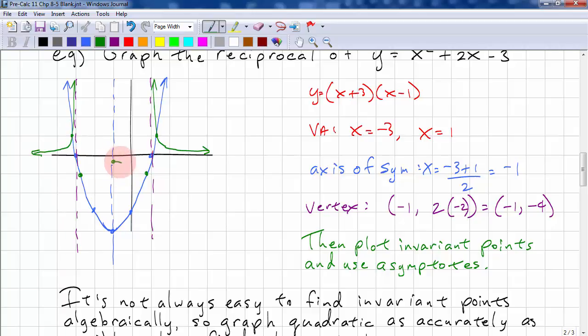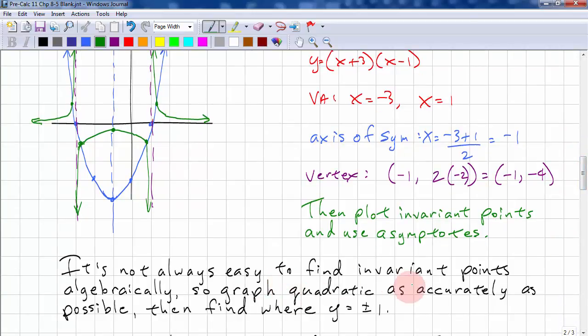We connect the key points. And this is going to 0 from the negative side, so this is going to negative infinity. And we're done. And you can see from this example, it's not always easy to find invariant points algebraically, because these are not on grid points. So we graph the quadratic as accurately as possible, then find out where y equals plus or minus 1.